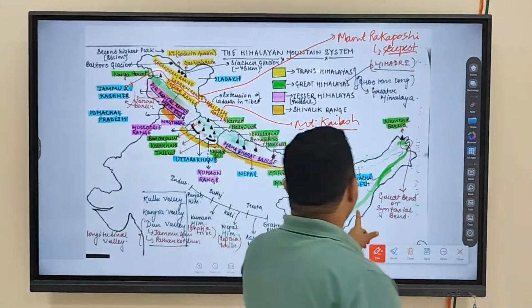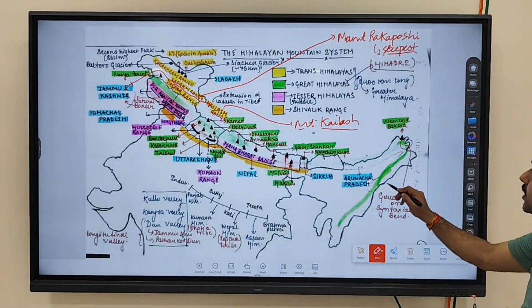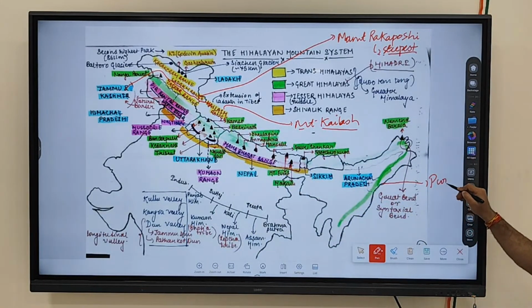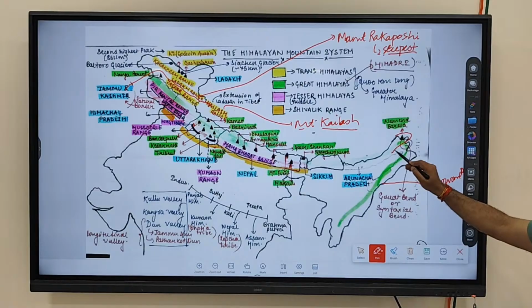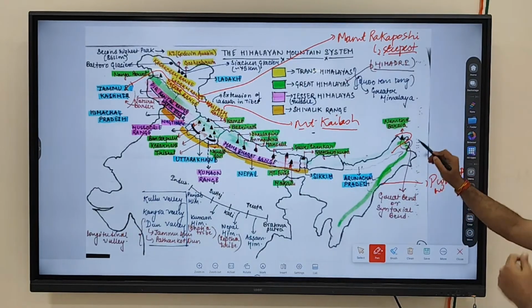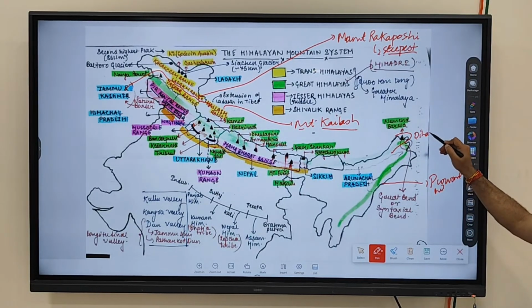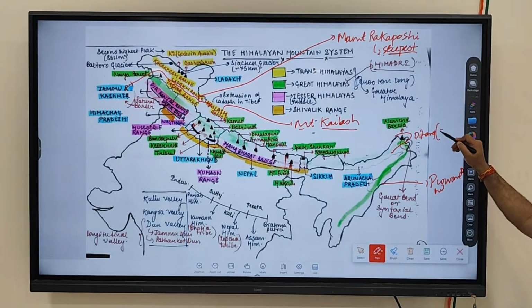The third type of complex is nothing but your Purvanchal hills. We discussed which river is moving like this: Brahmaputra, also known as Dihang. This is referred to as the Dihang gorge. You know that a river makes a gorge and moves on.